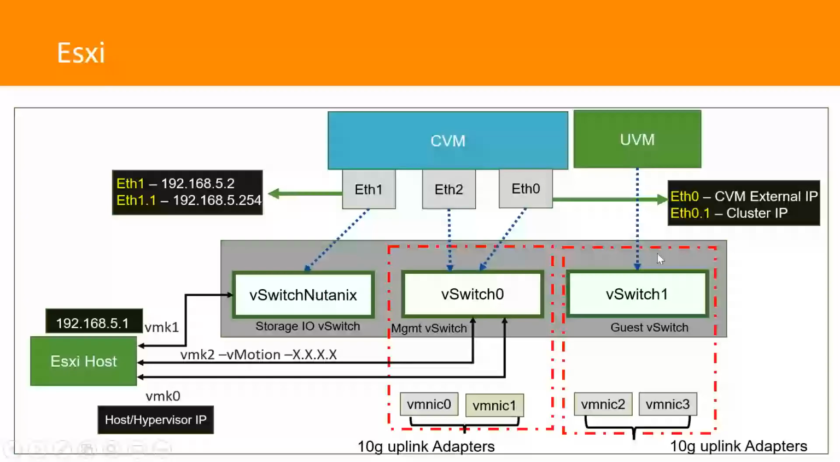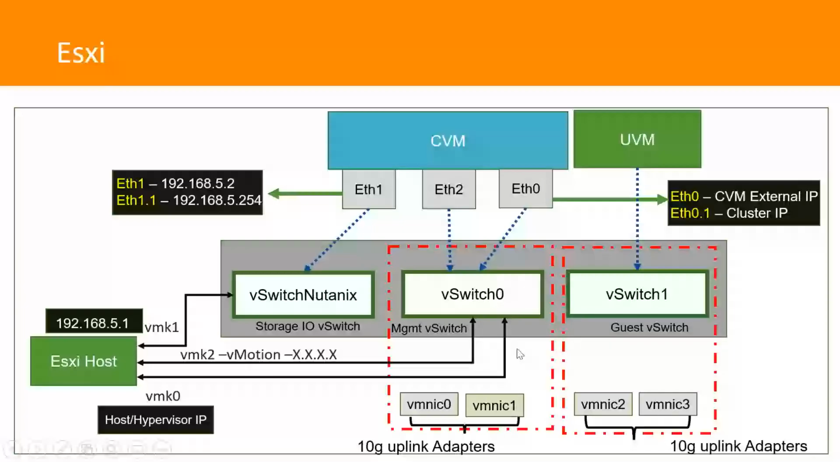Then the third switch we created is a recommendation. If you want to keep your guest traffic on a separate vSwitch, go and create a separate vSwitch for guest VMs, and that needs uplinks, so you can place the uplinks. In this design, we have placed one vSwitch for both intra-cluster traffic and management traffic. The segmentation is applied only on the CVM, not at the switch level or the adapter level.